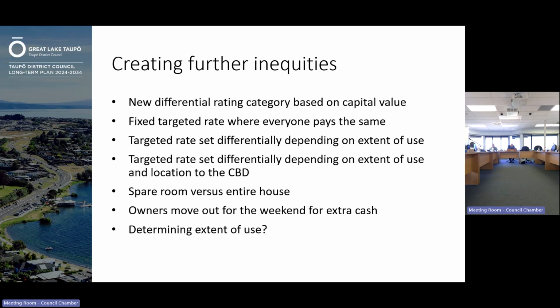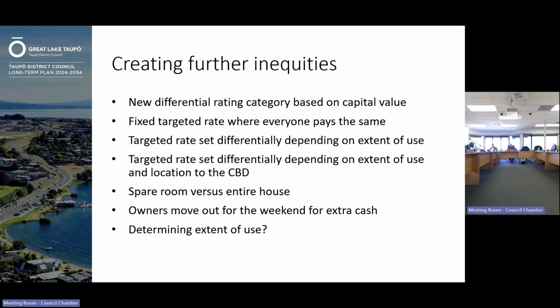And then if you were going to decide to create a rate and charge short-term home-based accommodation, and you were going to use the general rate to collect that rate, then you would be using the capital value. So your capital value is very high, so you're going to pay lots and you don't use it much. And we can't find out exactly what your extent of use is.